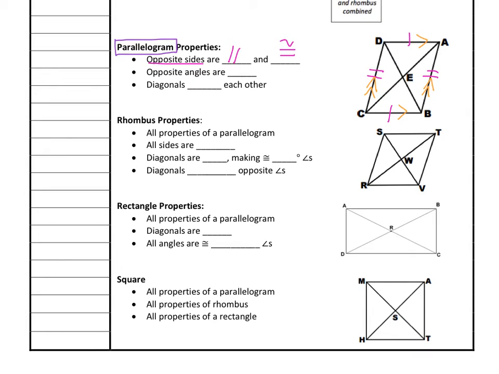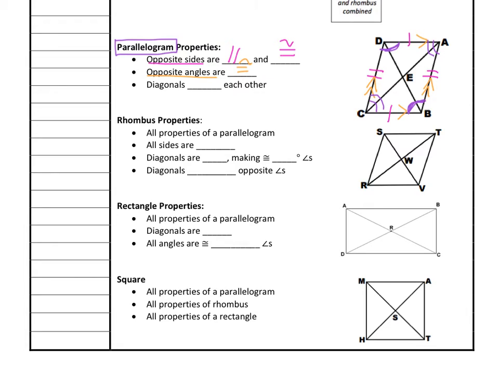Something else we know about parallelograms is that their opposite angles are in fact congruent. So what that would mean is that angle D, all of angle D here, would be congruent to all of angle B. And likewise, all of angle A, notice I'm putting 2 marks there, would be congruent to all of angle C, because these are opposite corners.